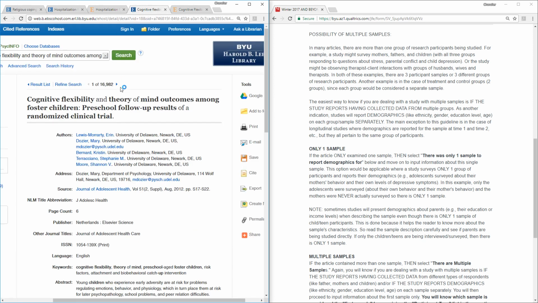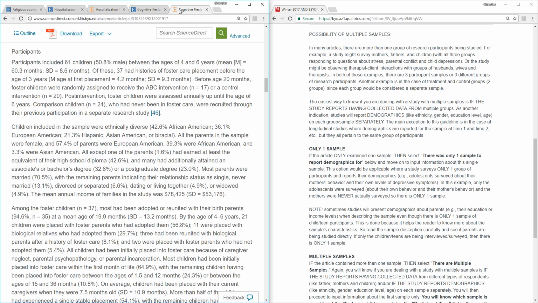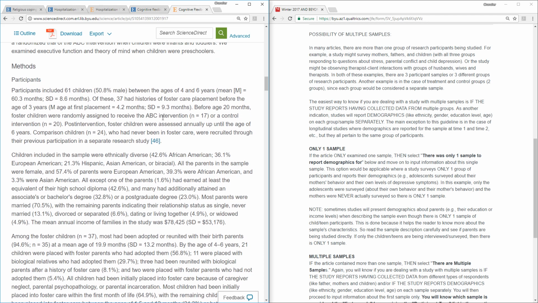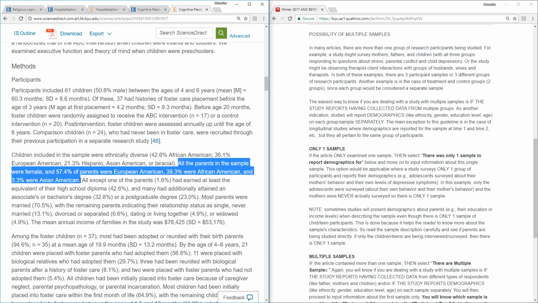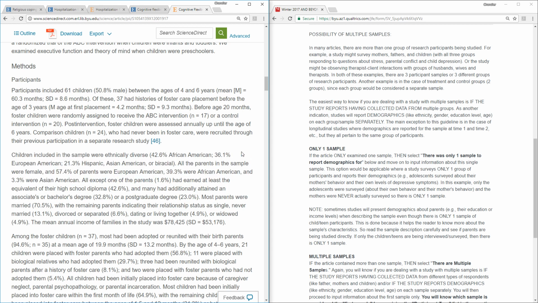Our second example, cognitive flexibility and theory of mind outcomes among foster children. In this study, we have the participant section, which lists demographic information separately for the children and then the parents. Here we have data that is collected from two groups for an analysis. This will be multiple samples as well.